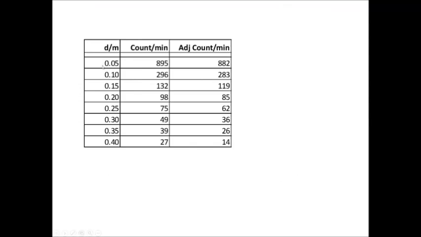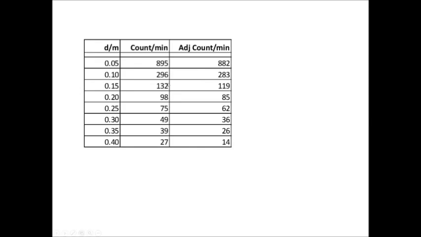Okay, so let's have a look at some very quick data. Here are my distances: 5, 10, 15, 20, 25, 30, 35, 40 in centimetres, so in metres, 0.05. I've got a count rate per minute, and then an adjusted count rate. For the adjusted count rate per minute, what we've done is just taken off the background count. Hopefully you can see that my background count was about 13, so each of these is 13 lower.